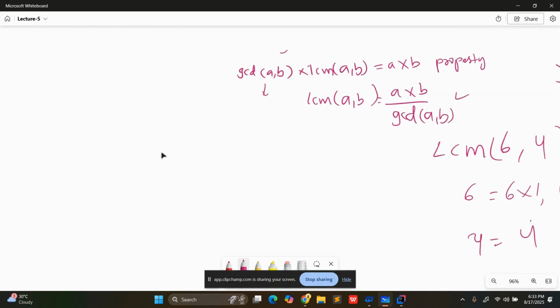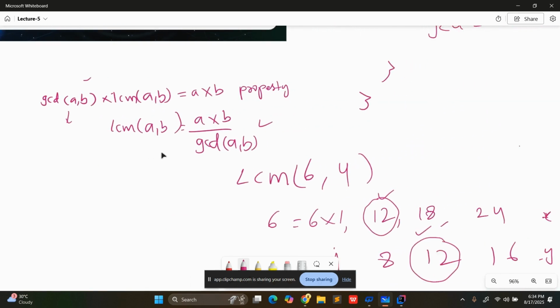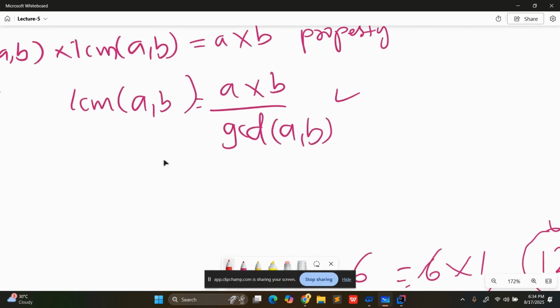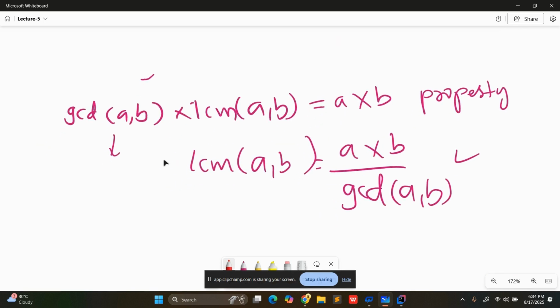How can we do this? I think you all know this property: GCD of a comma b times LCM of a comma b is equal to a into b. This is a standard mathematics property. You can see the proof also. And after that, what are we modifying?